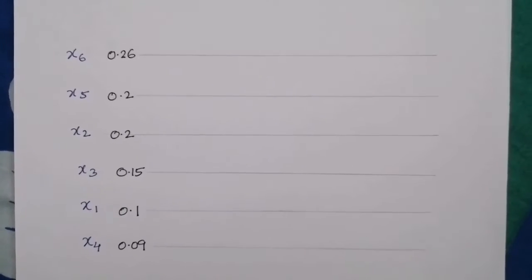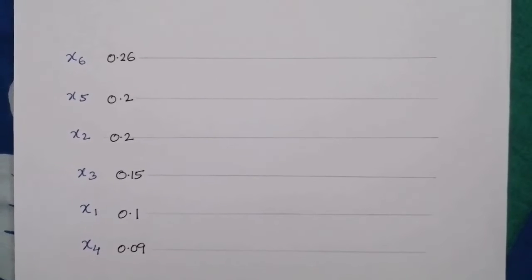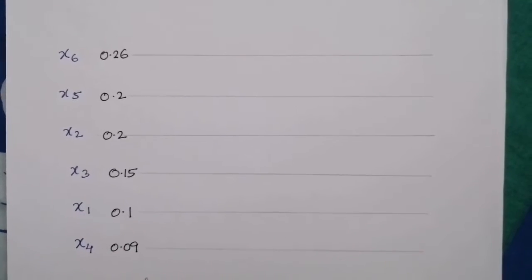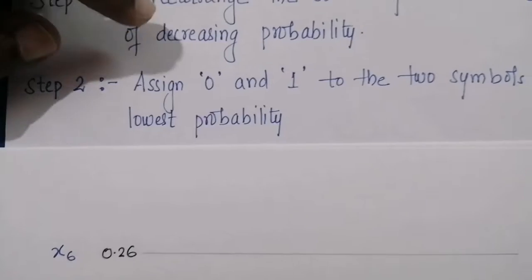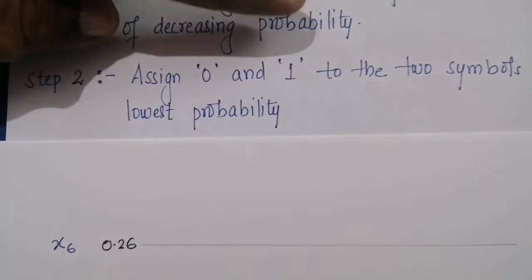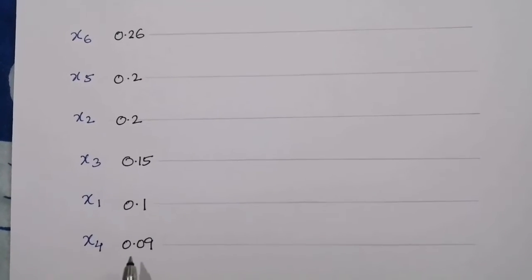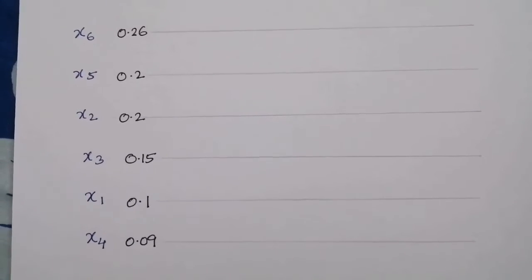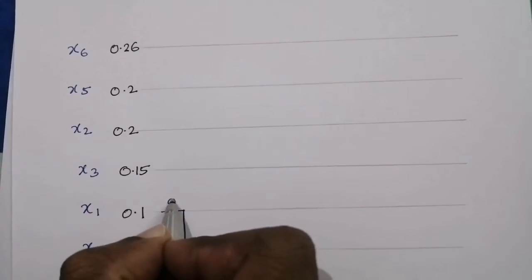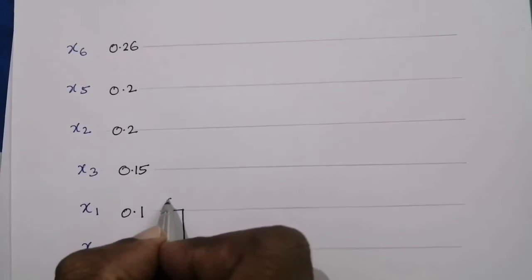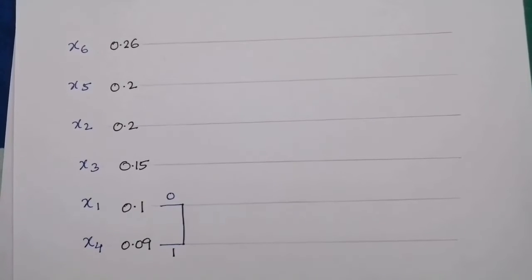We need to draw the diagram for creating Huffman code neatly, preferably by using a scale in order to avoid the confusion while creating the code. Now the step number 2 is assign the code 0 and 1 to the two symbols of lowest probability. The two symbols of lowest probability are here x1 and x4 with probabilities 0.1 and 0.09 respectively. We will combine these two symbols and assign symbol 0 and symbol 1 like this.